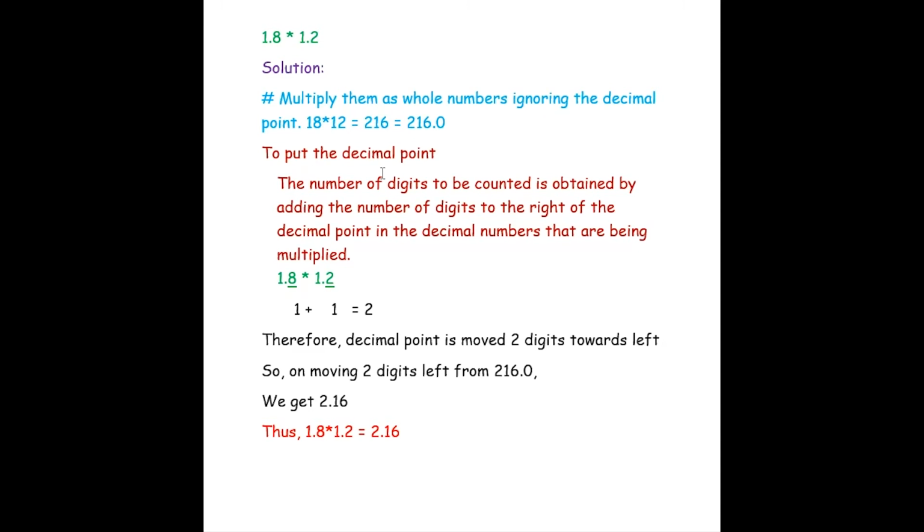Now, we want to put the decimal point in the correct place. How to do that? We have to count the number of digits to the right of the decimal point in the numbers being multiplied. Here it is 1.8. After the decimal point, we have one digit on the right. In 1.2 also we have one digit on the right. So, 1 plus 1, totally we have 2 digits. Therefore, we have to move the decimal point 2 digits towards the left. On moving 2 digits left from 216.0, this is 1, 2. Your decimal point will be between 2 and 1. So, we get 2.16.